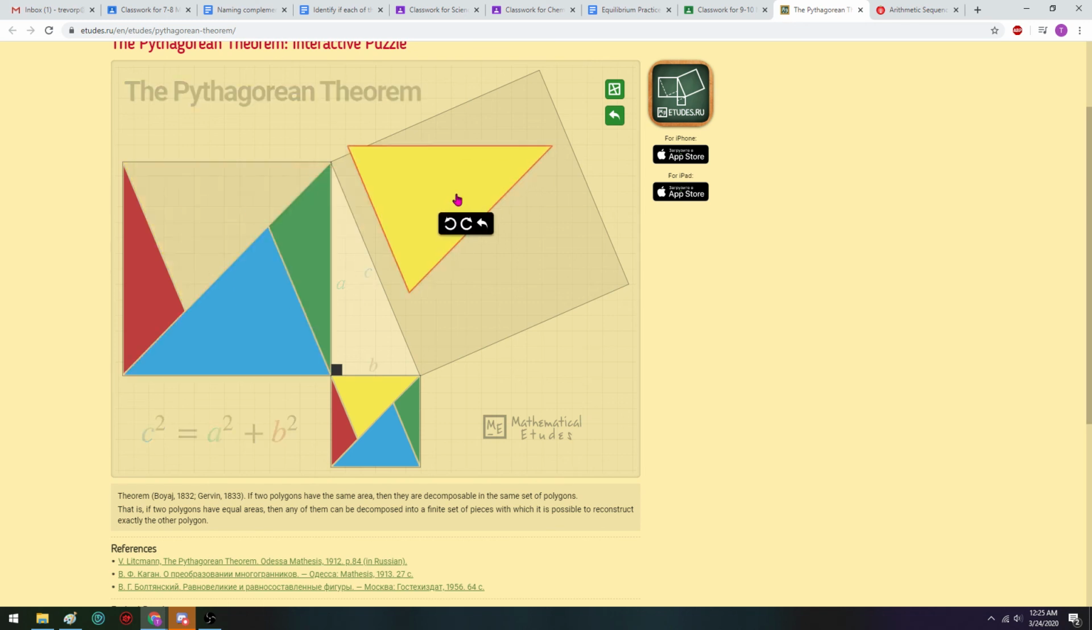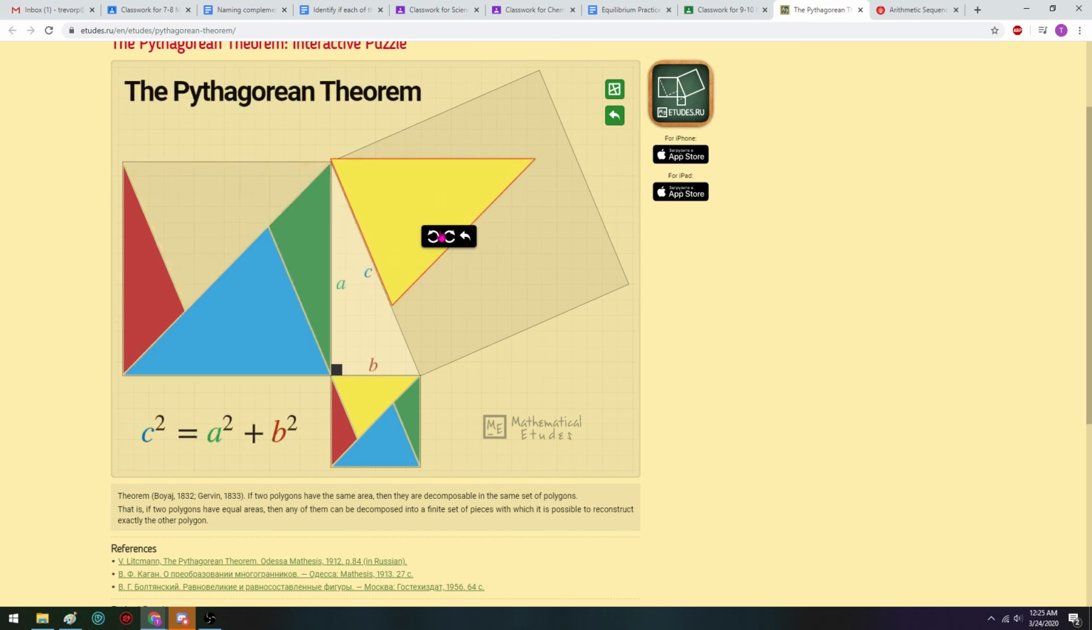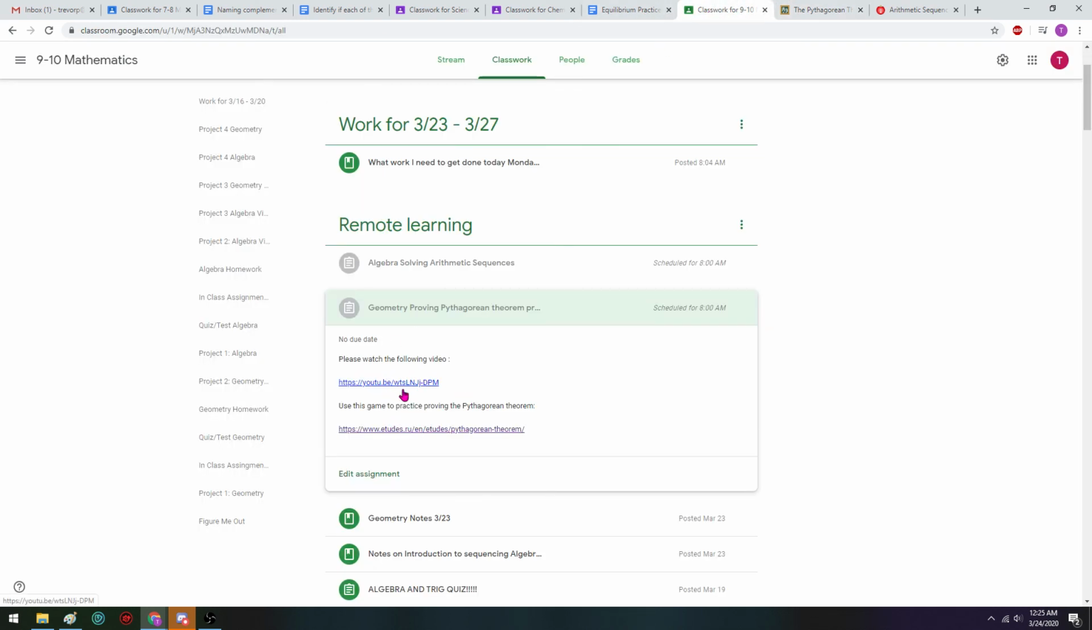So all you have to do is move these around, fit them in, and rotate them to make sure you can fit the bigger box. If you want more information on this, there is an instructional video on here.